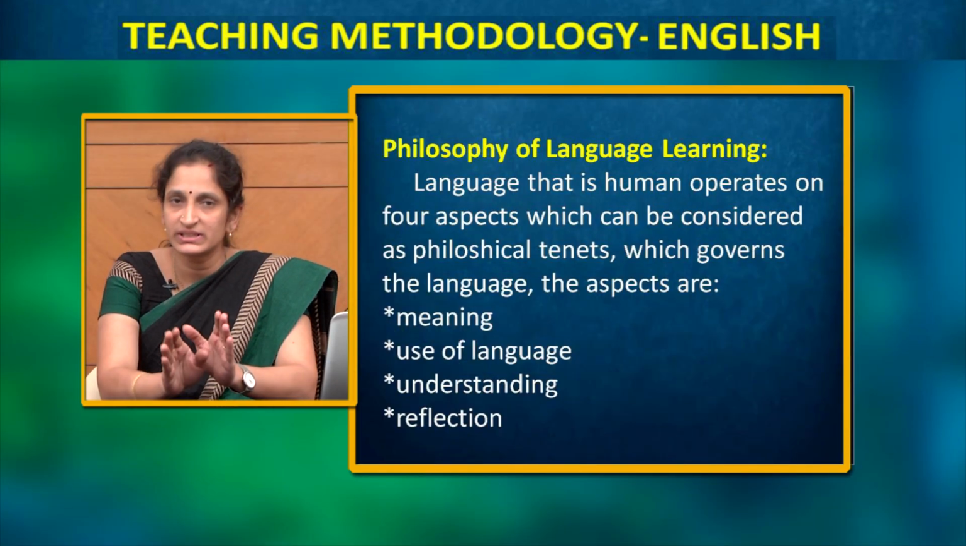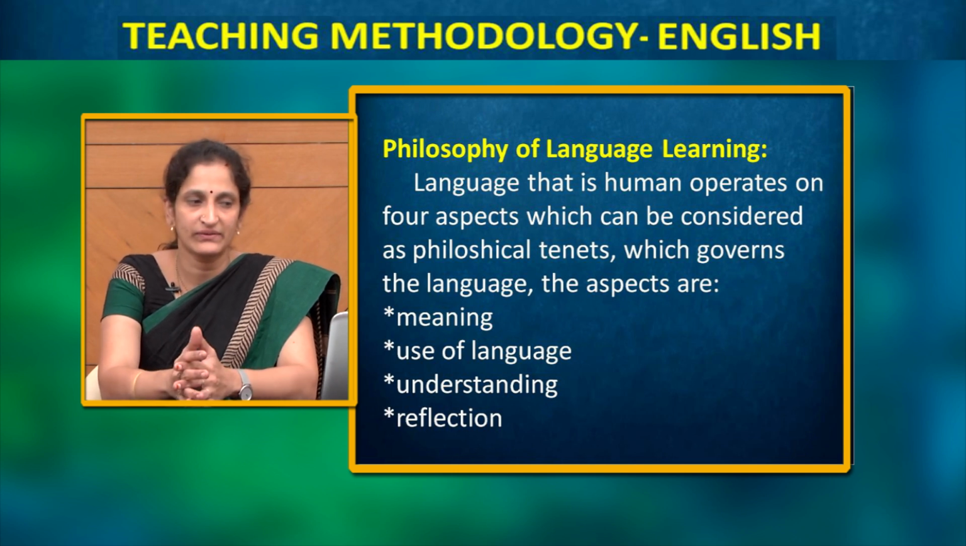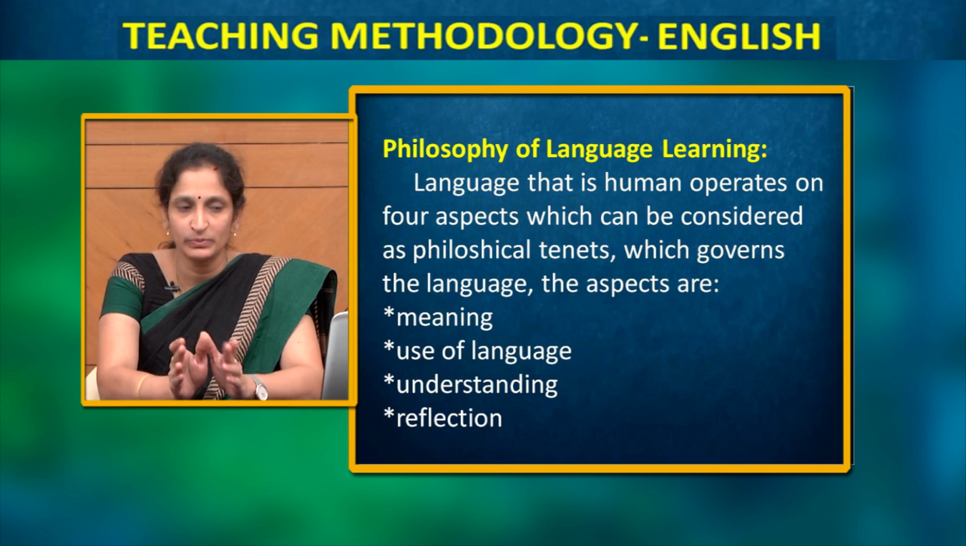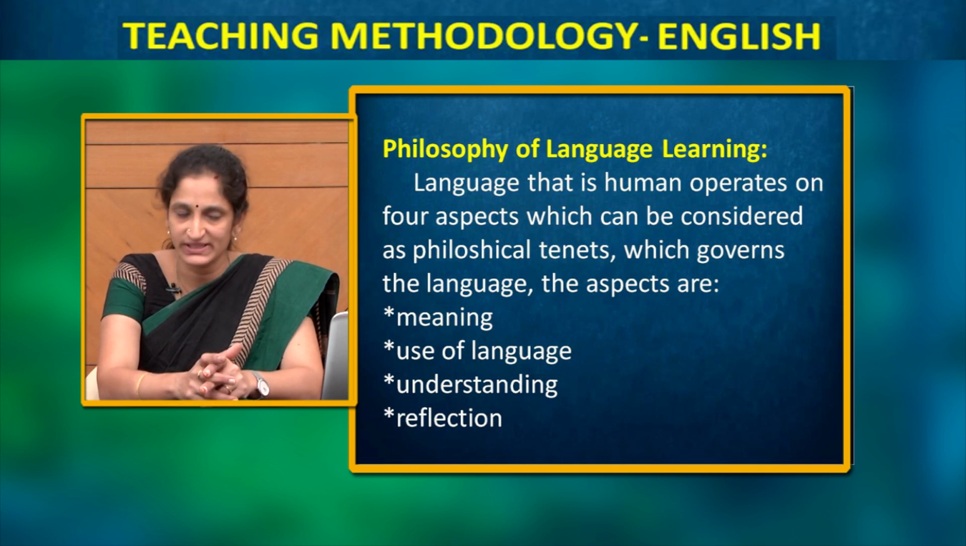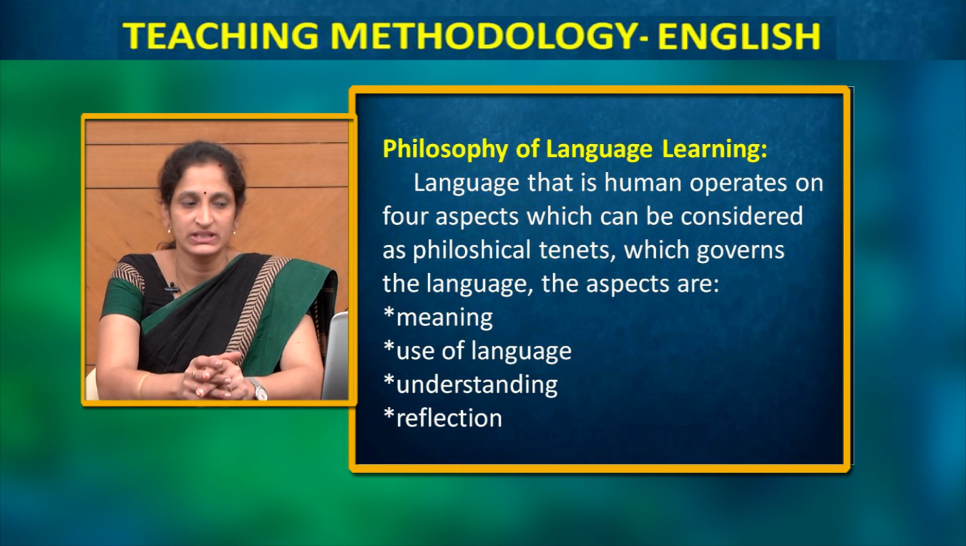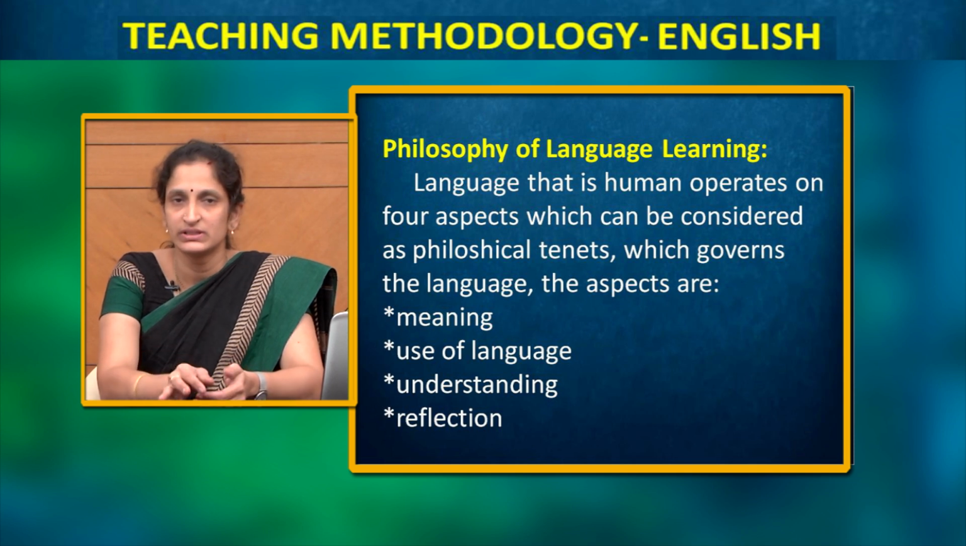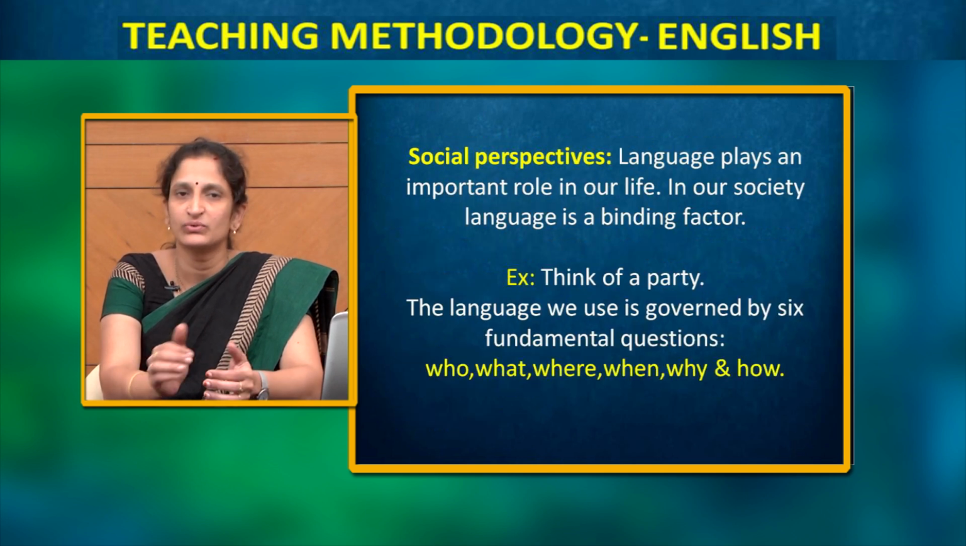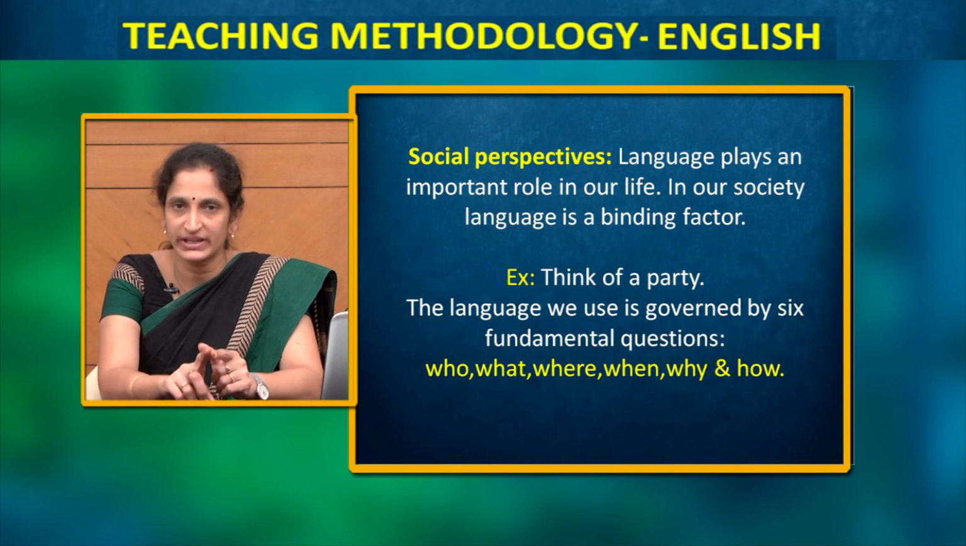By learning the language, there is a philosophy. This philosophy of language learning operates on 4 aspects, which can be considered the philosophical tenets that govern the language. The aspects are meaning, use of language, understanding and reflection. Once you want to communicate with others, definitely some meaning should be there, then only will others understand and follow you. If there is no meaning, if it is not clear, the receiver may not follow you or respect you. So the meaning is very important.